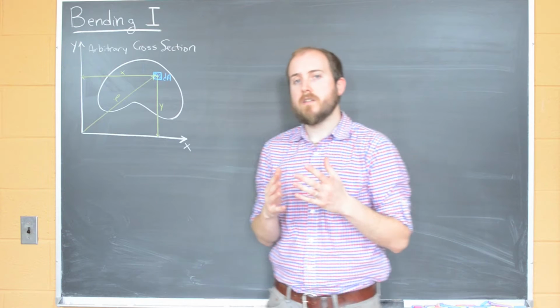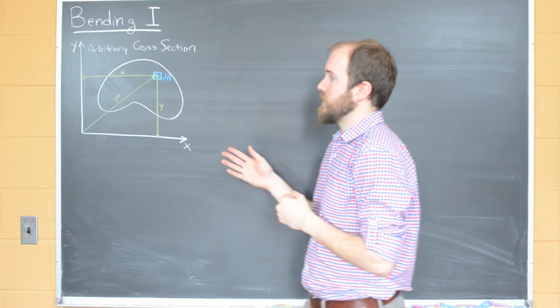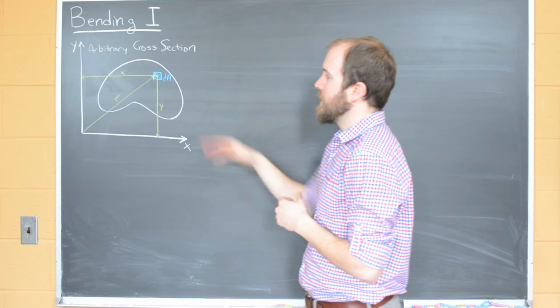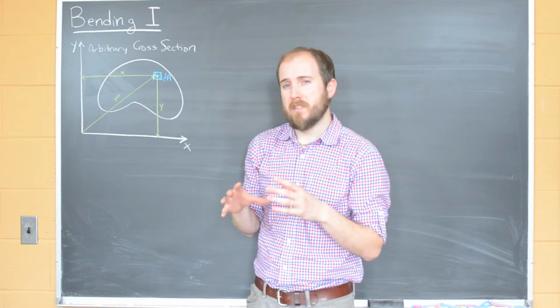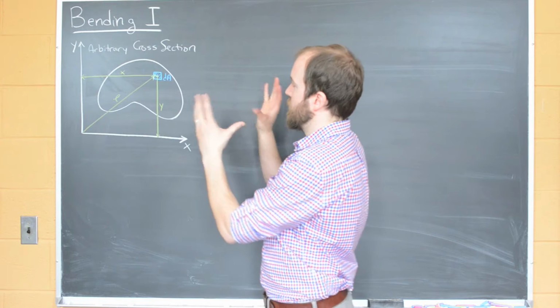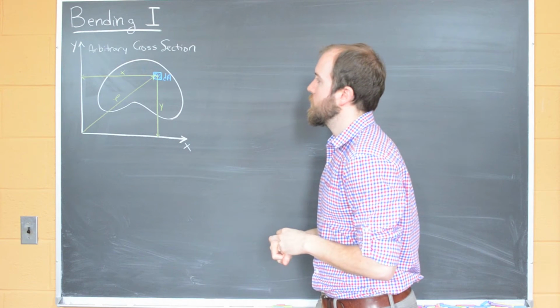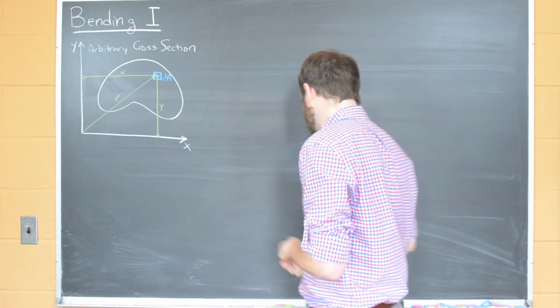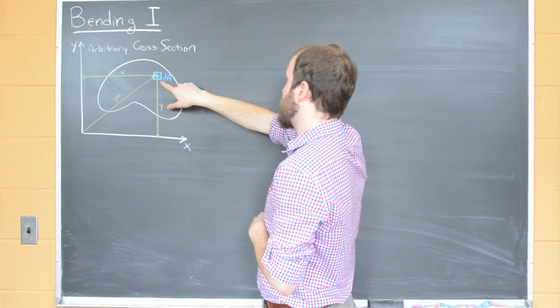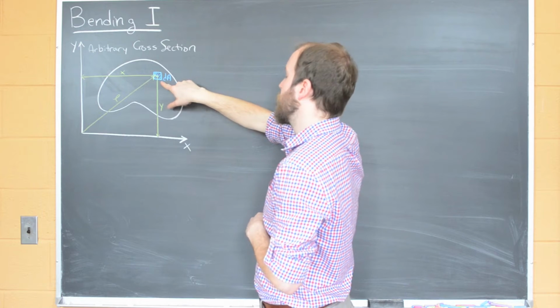And so we're going to start by considering an arbitrary cross-section. And so I've drawn one here. This is just some strange shape. The purpose of this shape is that there's no symmetry here. It's just a randomly oriented structure. And we're looking at a cross-section on the x and y axis. And we're going to consider a small differential area here in blue.